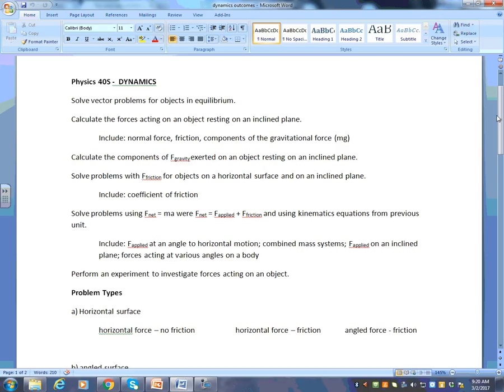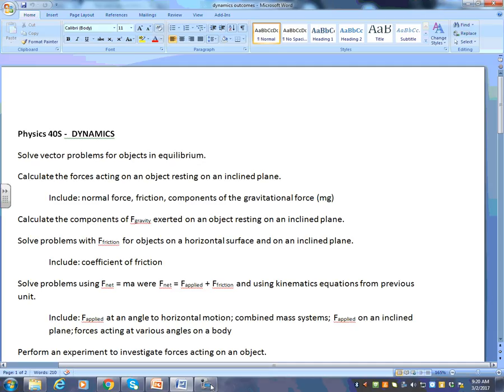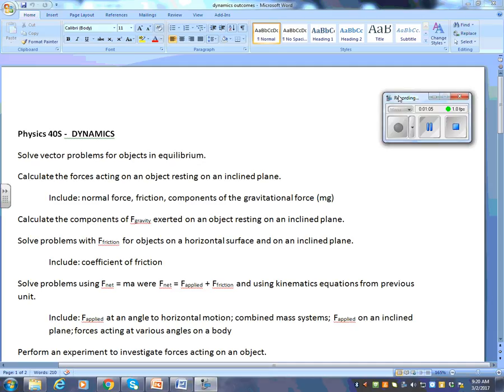So we will solve vector problems for objects in equilibrium. Oddly enough, that's one of the last things we do. What do you think equilibrium means? Well, I'll come to that, I guess. Calculate the forces acting on an object resting on the inclined plane. That's a fancy word for a ramp, including the normal force, friction force, components of the gravitational force.